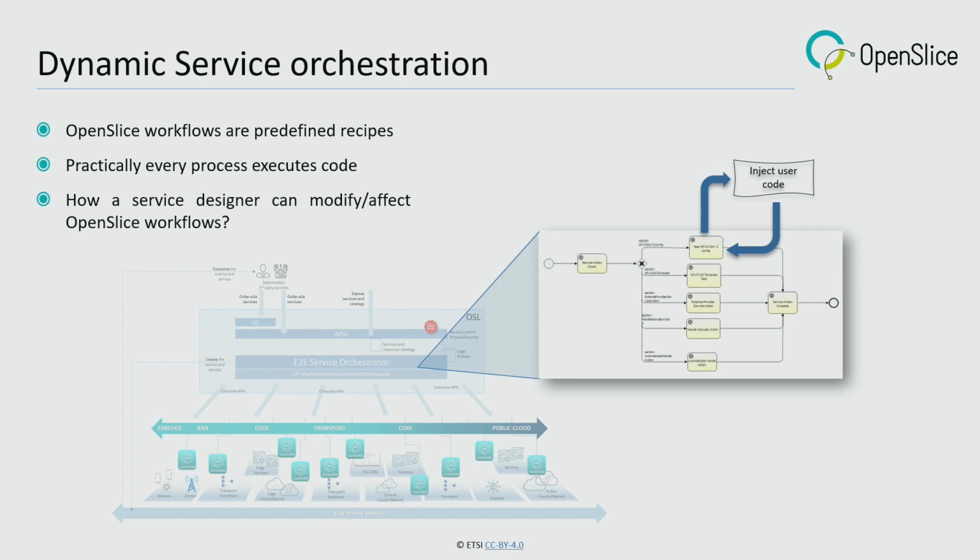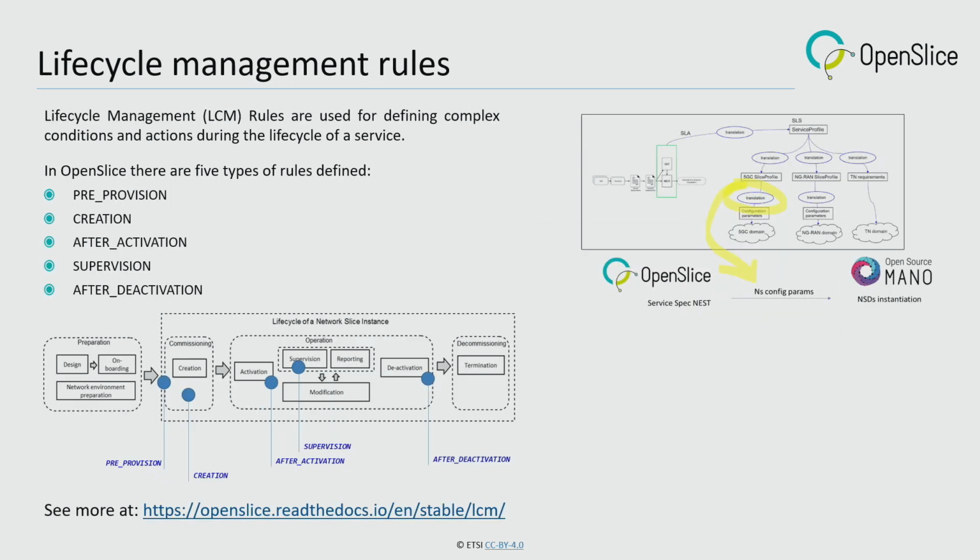But what happens when a user wants to inject specific code in the predefined, let's say, orchestration schemas? So this is where we developed this new concept of dynamic orchestration, and it is achievable by lifecycle management rules. Here, once more, the 3GPP lifecycle comes into use, and you can see that these rules can be injected in specific landmarks within the lifecycle of a service as it appears in 3GPP.